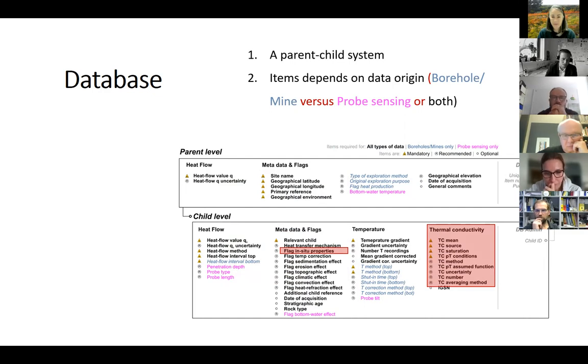That is much more than in the previous structure of the global heat flow database. And we defined those metadata schemes differently for data from boreholes and mines and for data from probe sensing. The data that are relevant today are shown here in red, and we want to discuss the thermal conductivity related data. I have outlined the database issues and the developments last time, and if someone would like to have the paper, I can forward it or even answer questions afterwards or at any time if you are interested in an exchange.